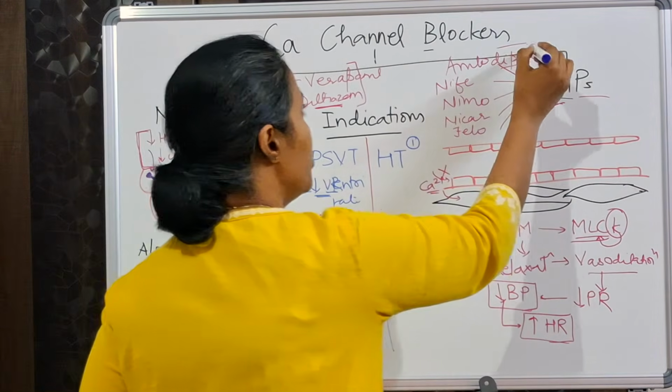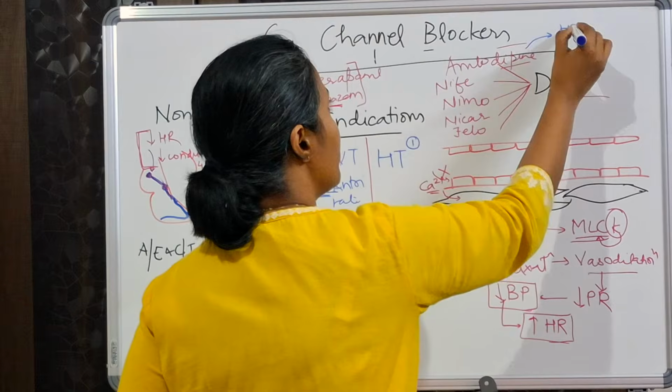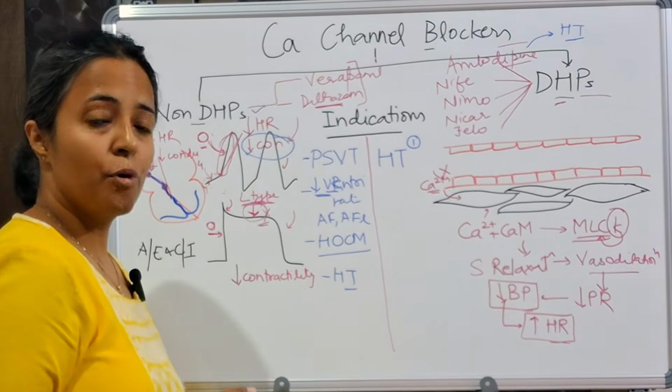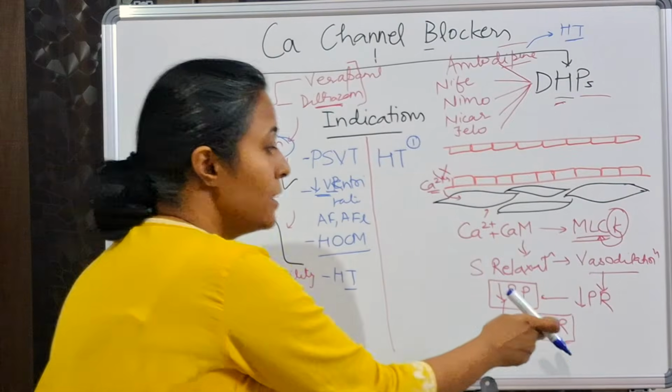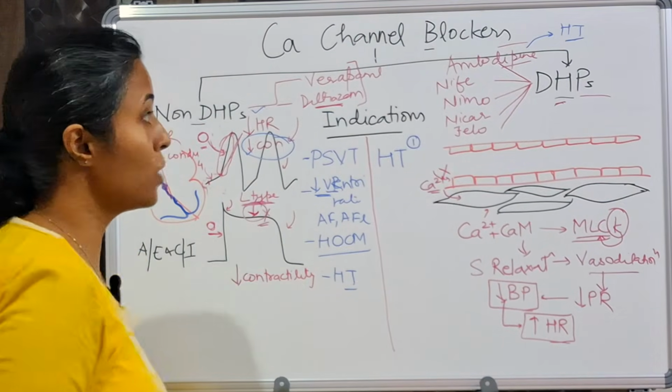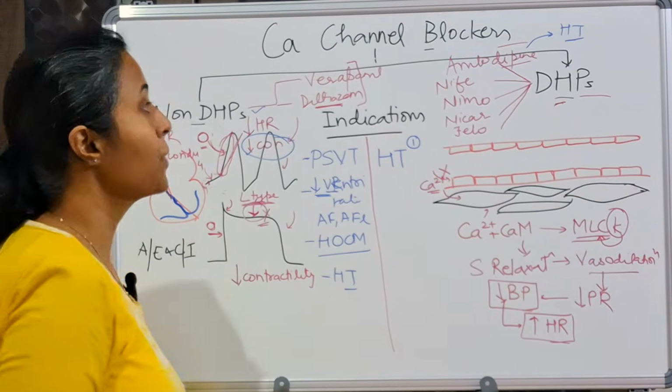And this amlodipine is the most preferred drug for hypertension. Why? Because, very important, I told you that there is a compensatory increase in the heart rate which is going to occur with the use of DHPs.